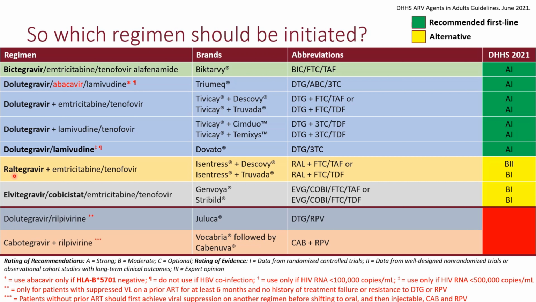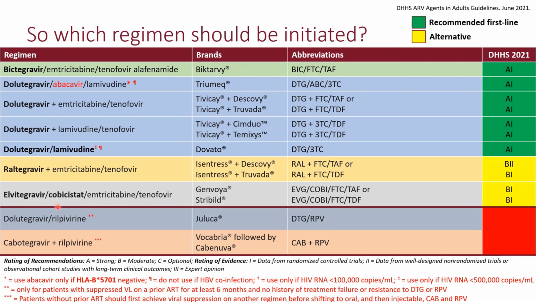Now, we used to have two more integrase inhibitors that used to be first line, but now they are considered alternative because we have so many other regimens that are easier for patients to take. So raltegravir, because you have to take it twice a day and it's 2 pills, it's not available as a single tablet regimen. So for that reason, it's considered alternative.